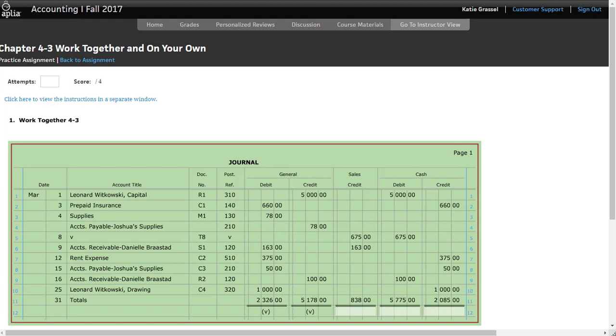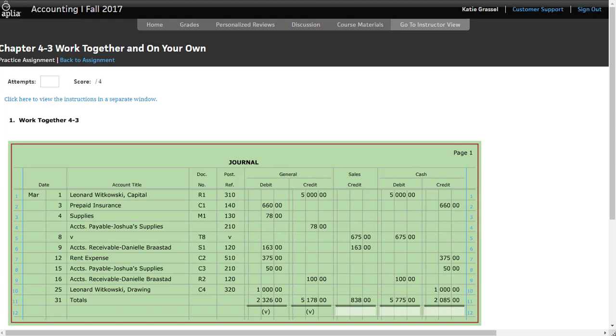So when we post our totals from left to right. So, can I post this $2,326? No, because I already posted it, didn't I? Individually, I posted these into the accounts. The other reason that you're going to say no is I don't have an account called General. So therefore, I can't post this $2,326 anywhere because there's no account called General that has a debit balance.